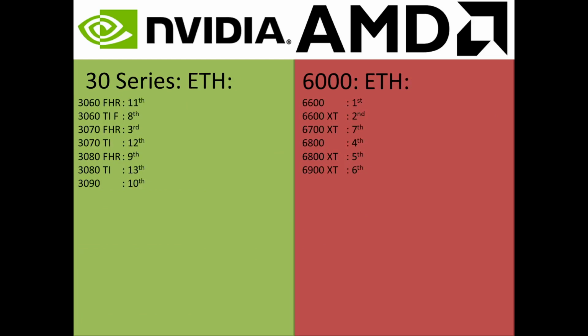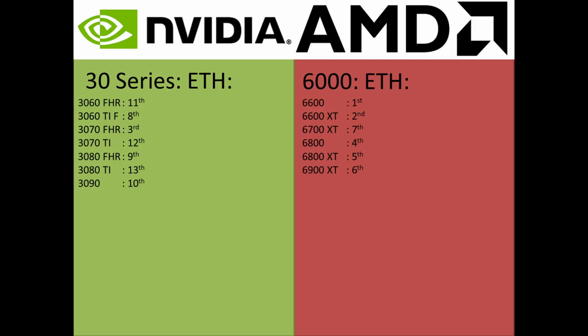Alright, so in the next few slides, I've just got the placings for each card on each algorithm. I don't have all the numbers here, they're in a separate document, and all the 6000 series information is in all my other videos, which has all the overclock settings and all that. So this is just for a quick comparison on which GPU you'd like to buy.